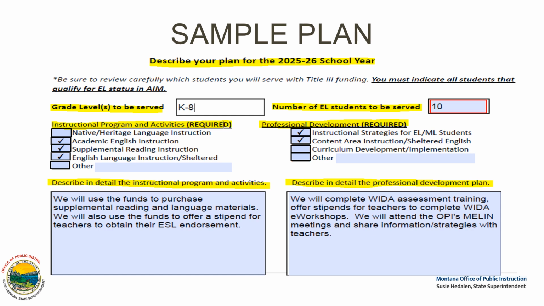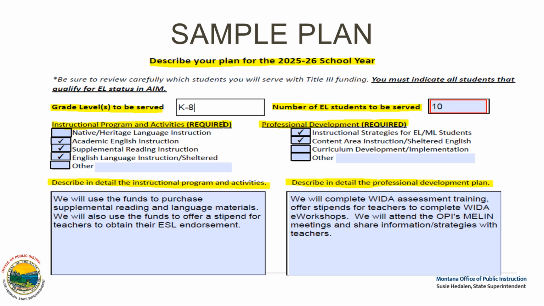We will also use the funds to offer a stipend for teachers to obtain their ESL endorsement. I just saw that this was not an allowable use. So if you have a teacher that wants to obtain their ESL endorsement, you could give them a stipend to complete that. Not only do you have to have an instructional program and activities outlined, you must outline your professional development. That is a must do.